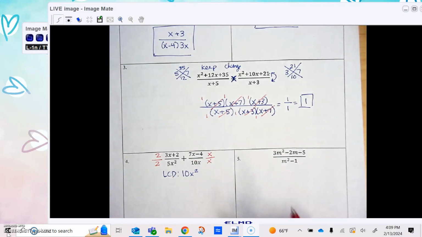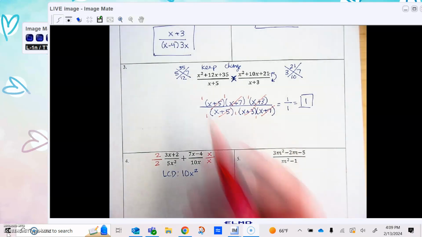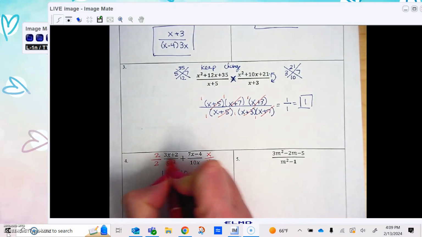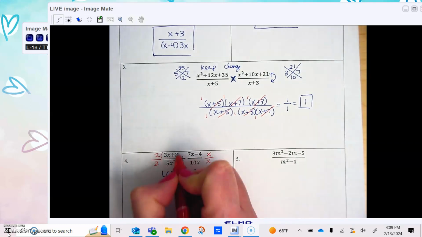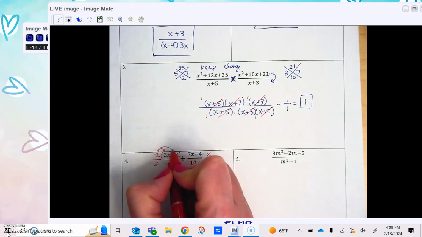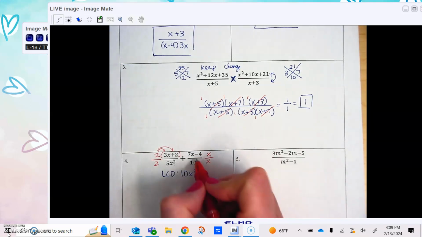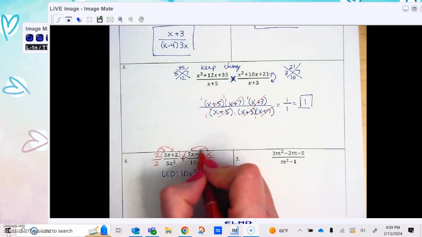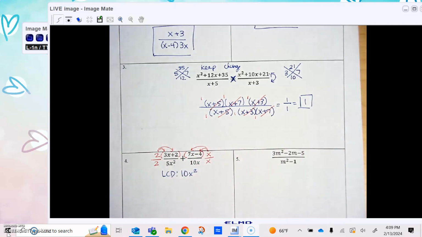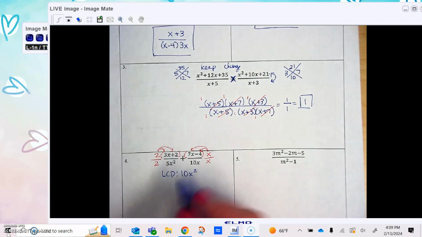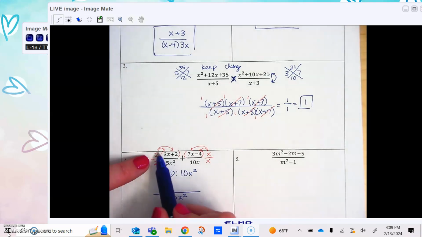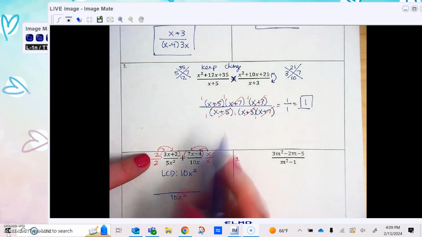Now what's different about this problem than number 2 is there's distributive property. So it's 2 times everything in this numerator. So there's 2 things there, so they both get times 2. And in the second fraction, there's 2 things, they both get multiplied by the x. So I'm going to do the distributive property and combine into one fraction all at the same time. So in this first one, that's going to give me 6x plus 4.